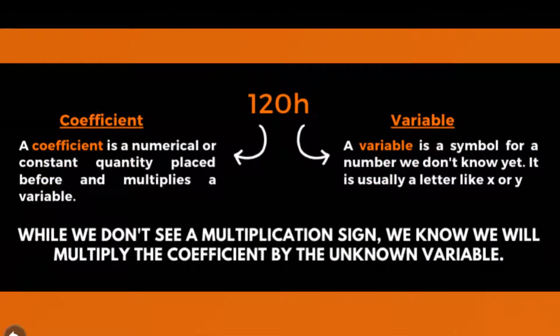A coefficient is a numerical or constant quantity placed before and multiplies a variable. A variable is a symbol for a number we don't know yet. It is usually a letter like x or y. And although we don't see a multiplication sign, the default operation in algebra is multiplication. So we know we will multiply the coefficient by the unknown variable.